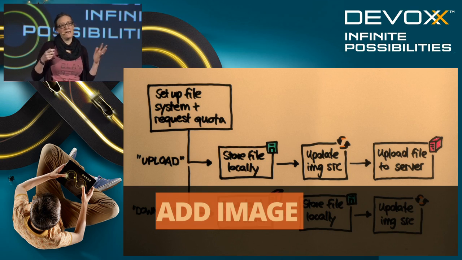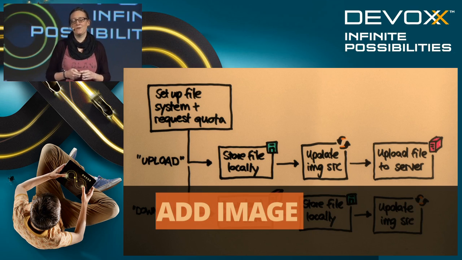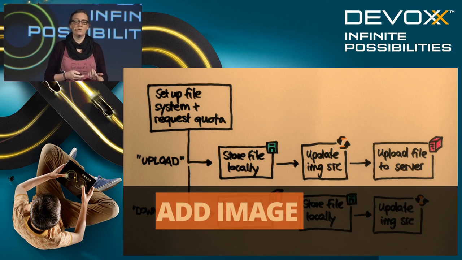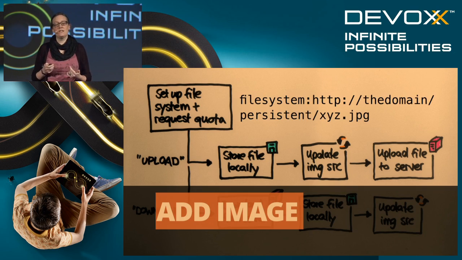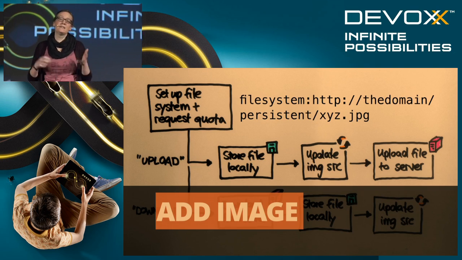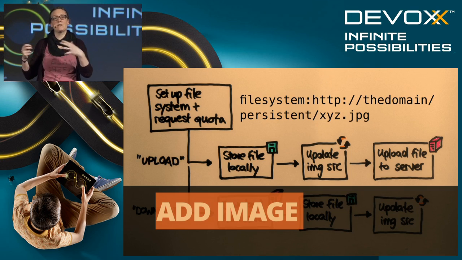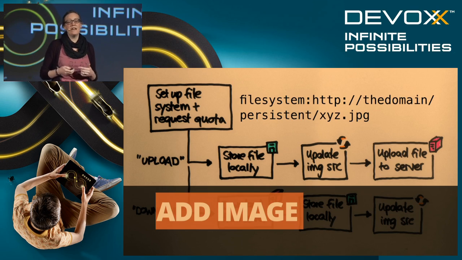So you set up how much space you roughly want to use, and then when the user says I want to upload an image, the first thing we do is we store it locally, and then once it's stored locally, it's accessible through a specific URL pattern. So it's filesystem:http, then the domain, as Lukasz already mentioned. So you always tie your data to a domain, so there's no cross-site scripting, /persistent/ the name of your file. So once we have that file stored and we have that URL, we actually have to update the image source tag.